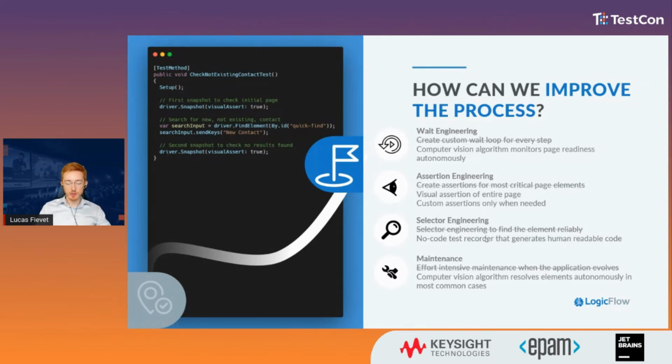And last, with the maintenance, the computer vision algorithm resolves selectors automatically when the application evolves. And with these various utilities, we can simplify. It's the same script that is shown on the left, but using machine learning. We just create a full snapshot of the initial page and search for certain elements. This is abstracted, then a way to have the machine learning algorithm work in the background in case the ID of the element would change.